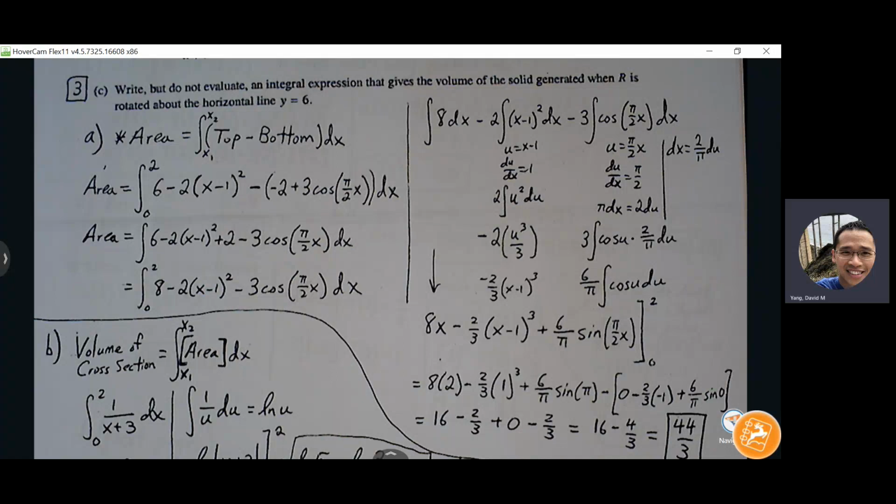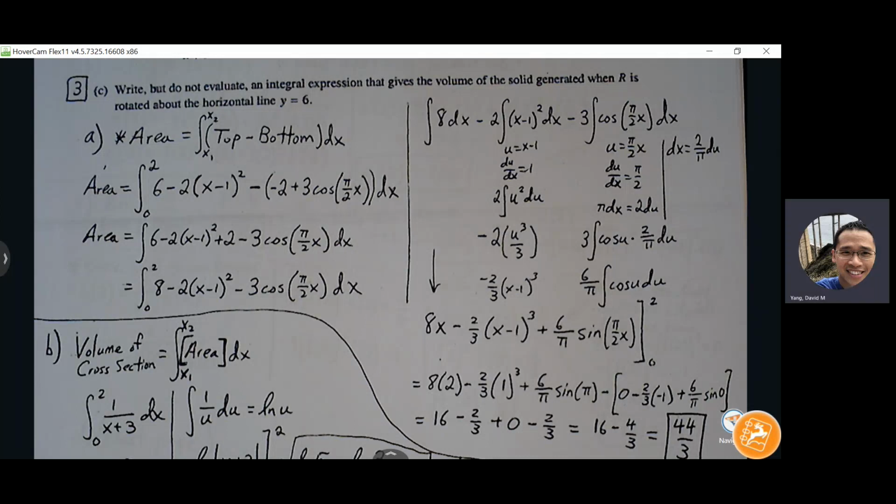Actually, I went through u-substitution, but I could have expanded it out on the left side. And then here, 3 cosine of pi over 2 x. I definitely want to go through u-substitution. My u value is pi over 2 x. du/dx equals pi over 2. Solve for dx. dx is 2 over pi du. Push that 2 over pi out in front, 6 over pi. Cosine becomes sine. Plug in my upper and lower bounds.